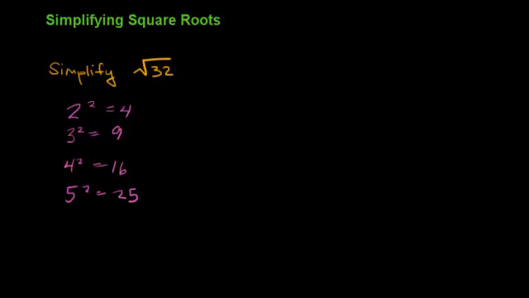And we can see that here 16 would be the largest factor of 32 that is a perfect square. The square root of 16 times 2 is 32. So we can rewrite that as the square root of 16 times the square root of 2.